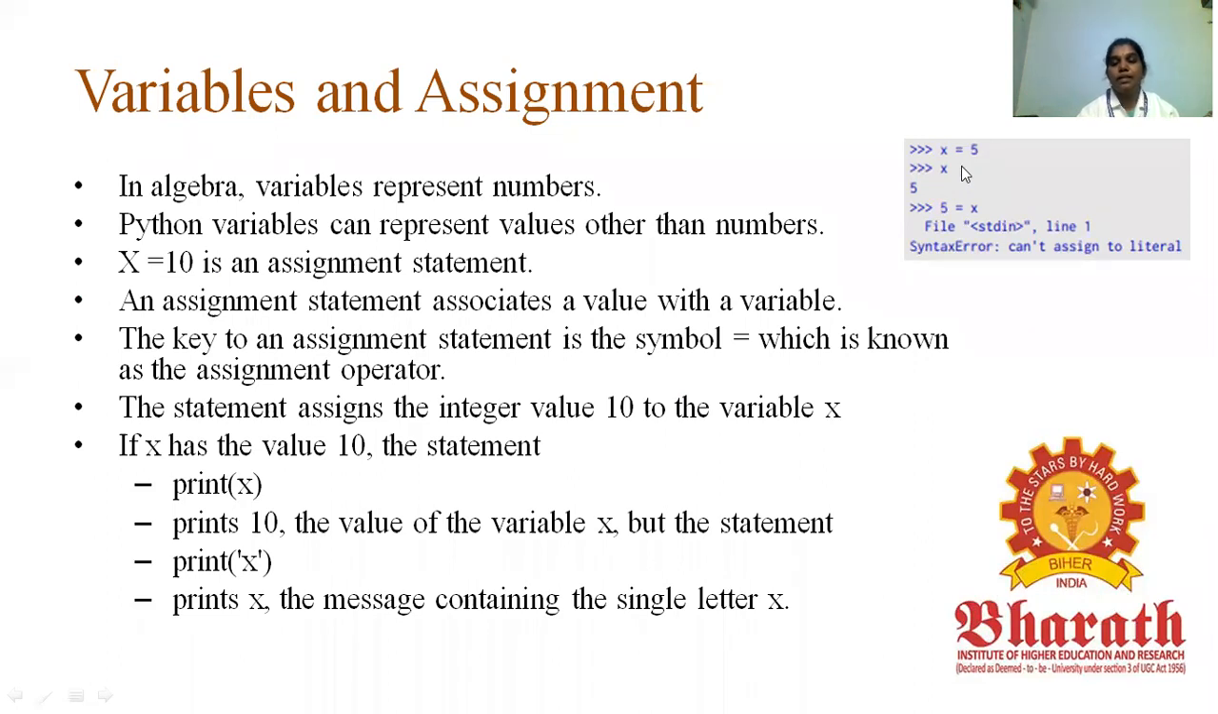Now look at the example. x is equal to 5. So what does it mean? The value 5 is assigned to the variable x. In the next line, when we enter x, it is evaluated and displays the value of x, because in the previous line we assigned value 5 to the variable.